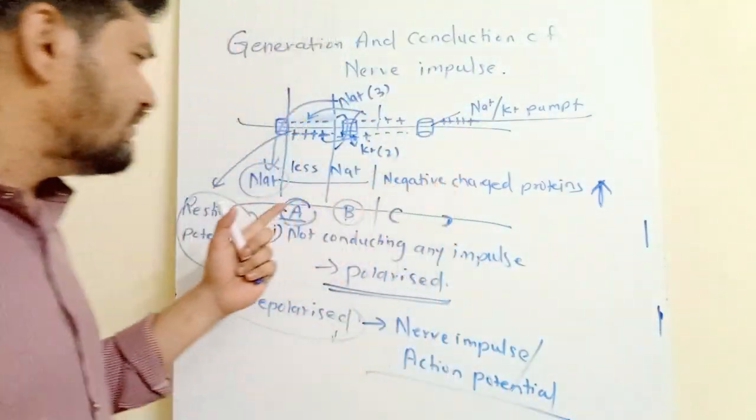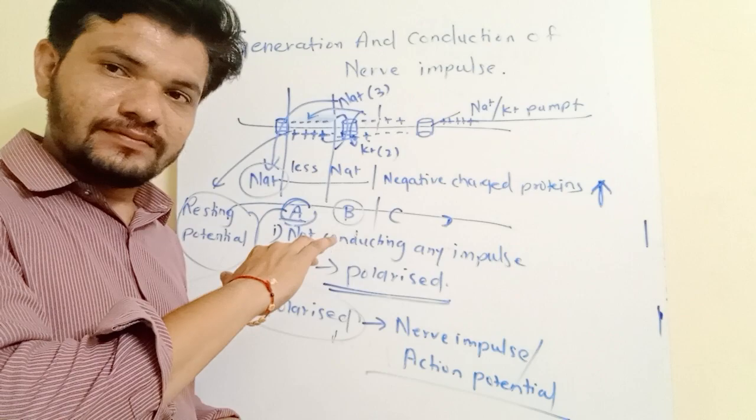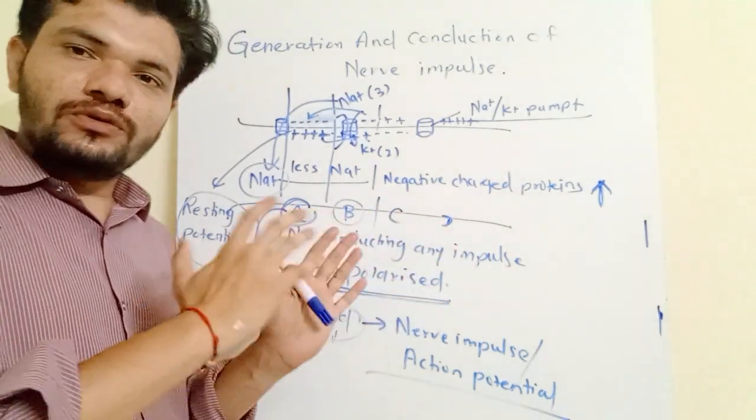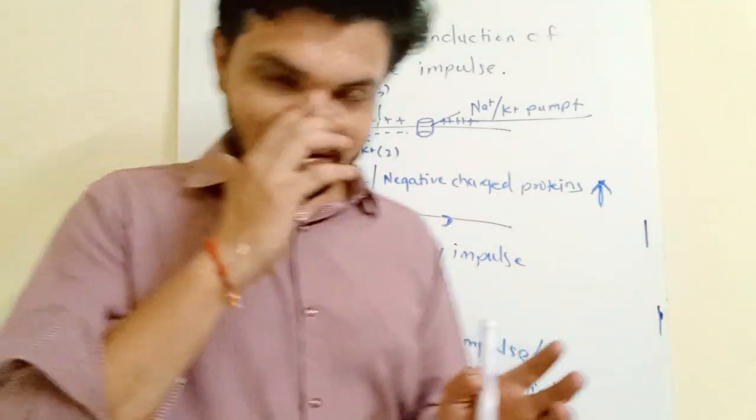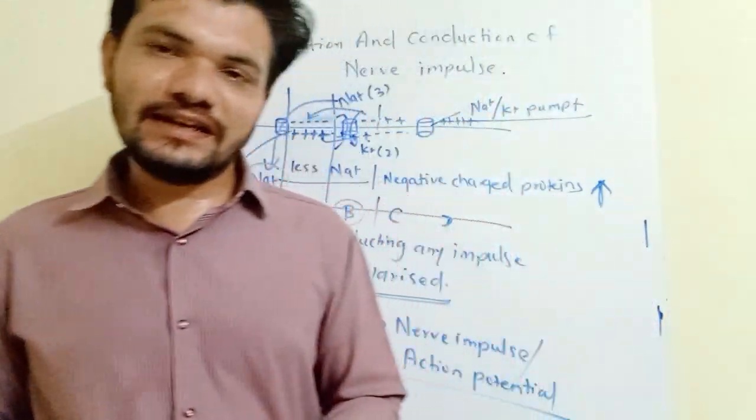Again, this site A will again be polarized. So this is going on whenever the neuron is conducting the impulse. I hope it is clear now.